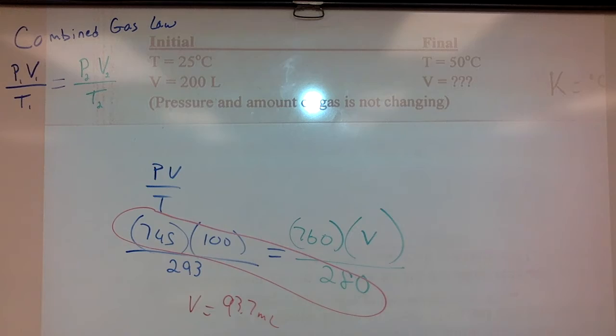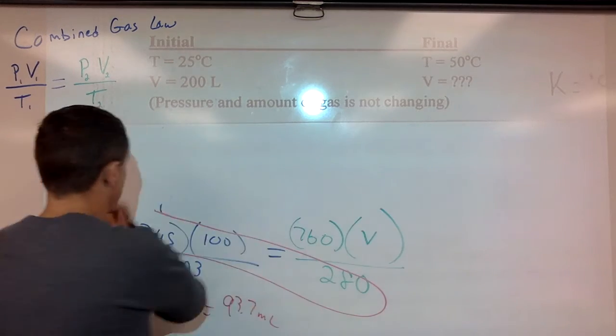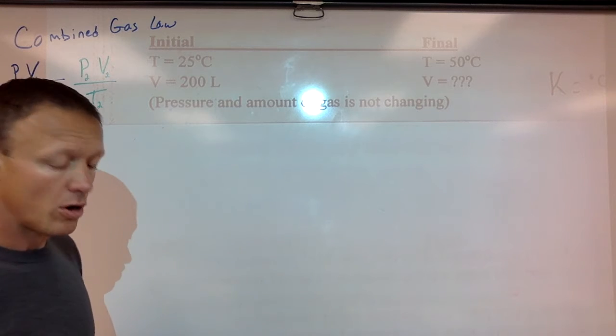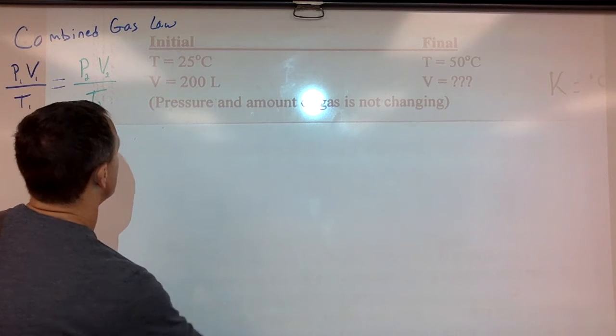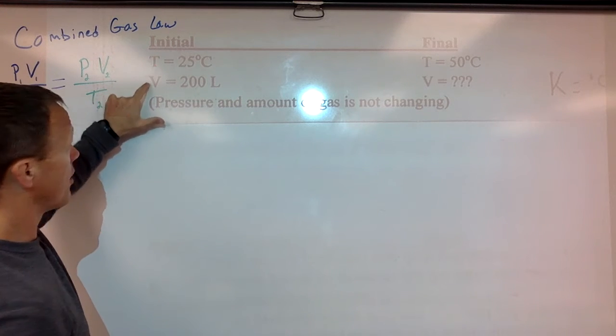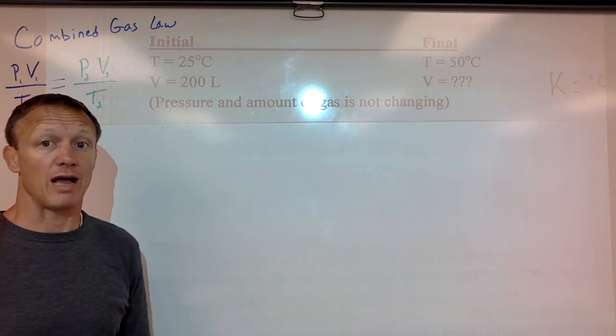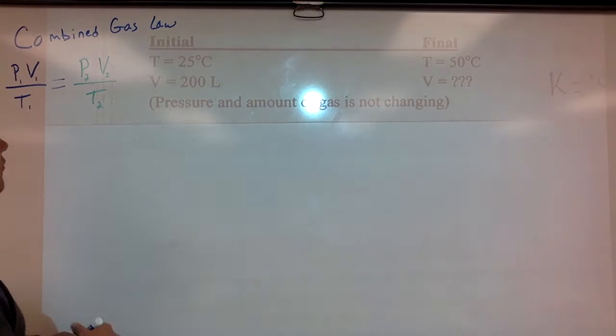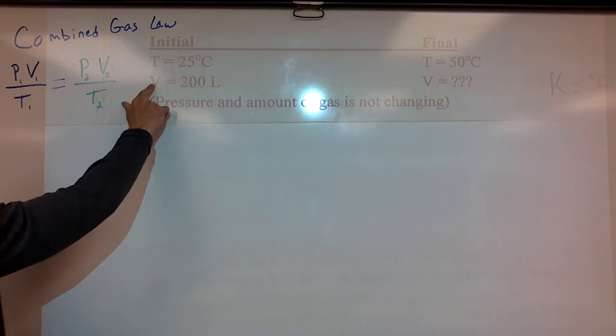So, next one. Notice there's not as much information. It doesn't give you all the information the last one did. It's only giving you temperature and volume. So pressure and moles of gas are not changing. Pressure and moles of gas are staying the same. So if we look at this, we only have T and V.